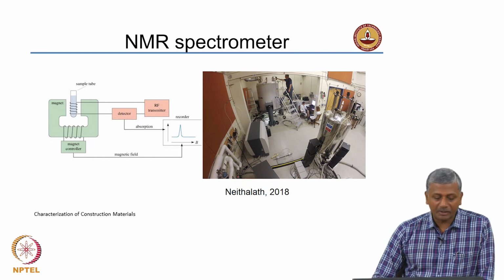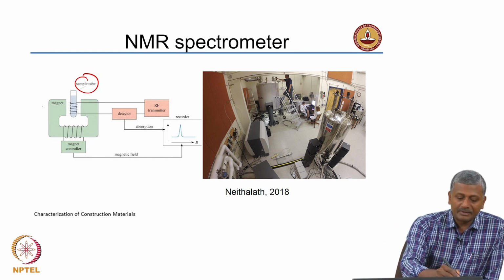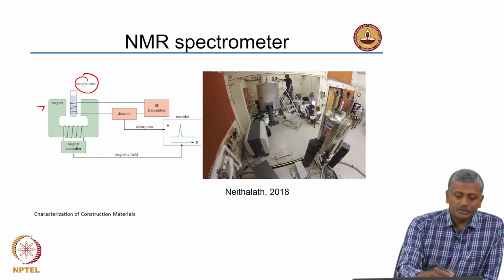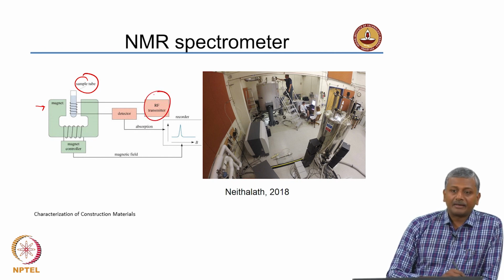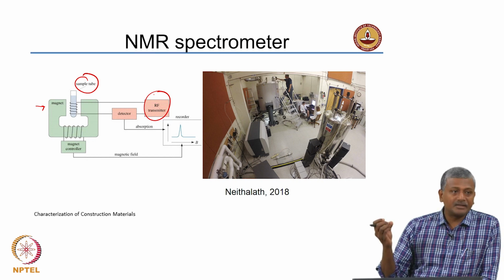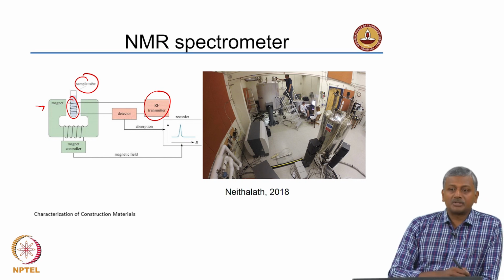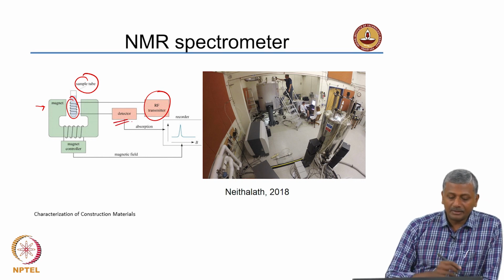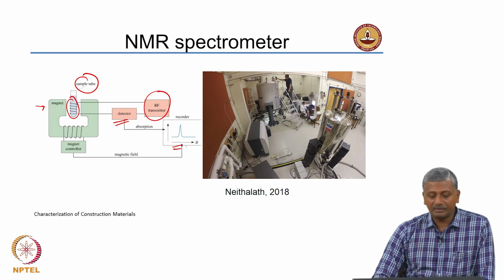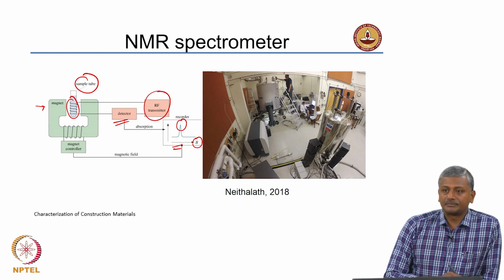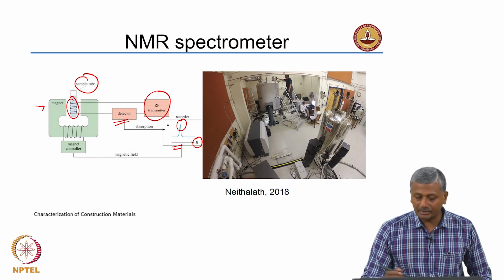So, this is your NMR spectrometer. This is a sample tube which is encased inside a very powerful magnet. What happens is you apply the magnetic field and then you have the radio frequency transmitter that is transmitting the specific radio frequency radiation, and the absorption of that radiation is then detected by the detector, and you get the absorption spectra of the absorbance as a function of magnetic field. This is again the instrument that is there.